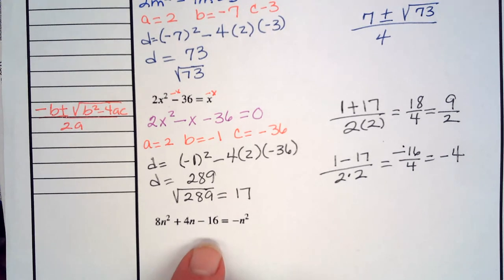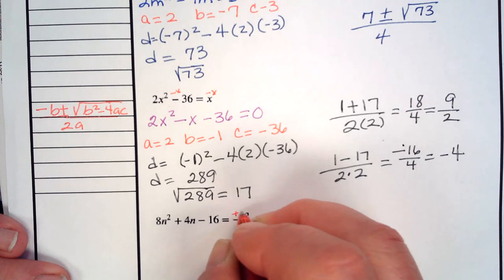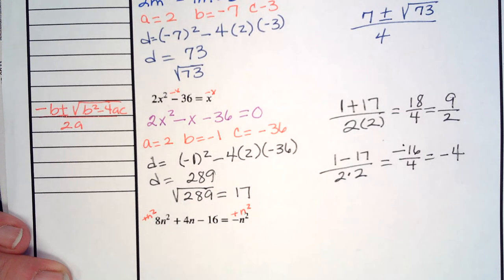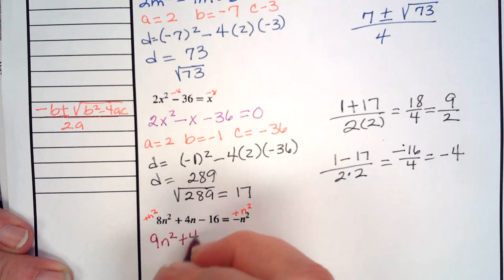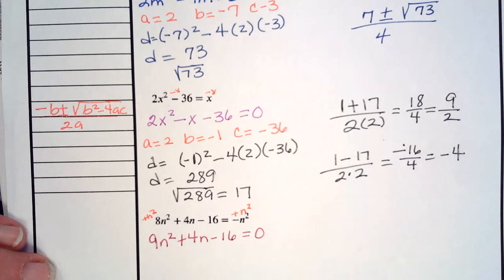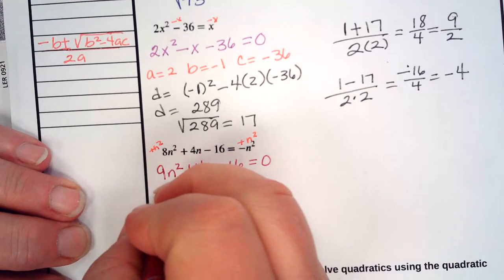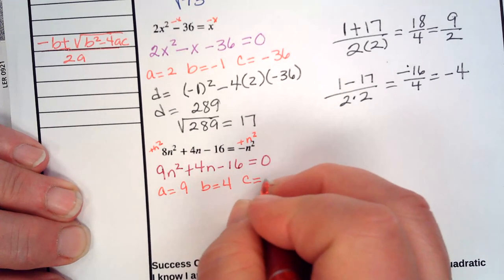Okay, pause the video and see if you can do the last one on your own. I hope you tried. Add n squared to both sides. 8n squared plus n squared is 9n squared. Plus 4n minus 16 is equal to 0. A, B, and C. A is equal to 9. B is equal to 4. C is equal to -16.